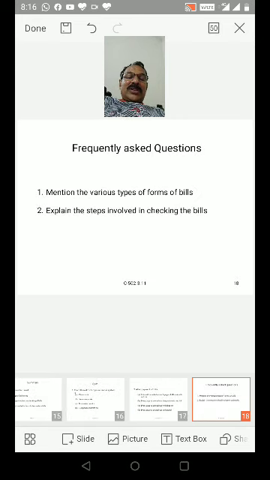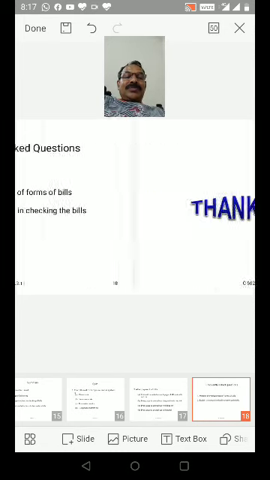Frequently asked questions. Question number 1: Mention the various types of forms of bills. Question number 2: Explain the steps involved in checking the bills. These are the very important questions from these topics.